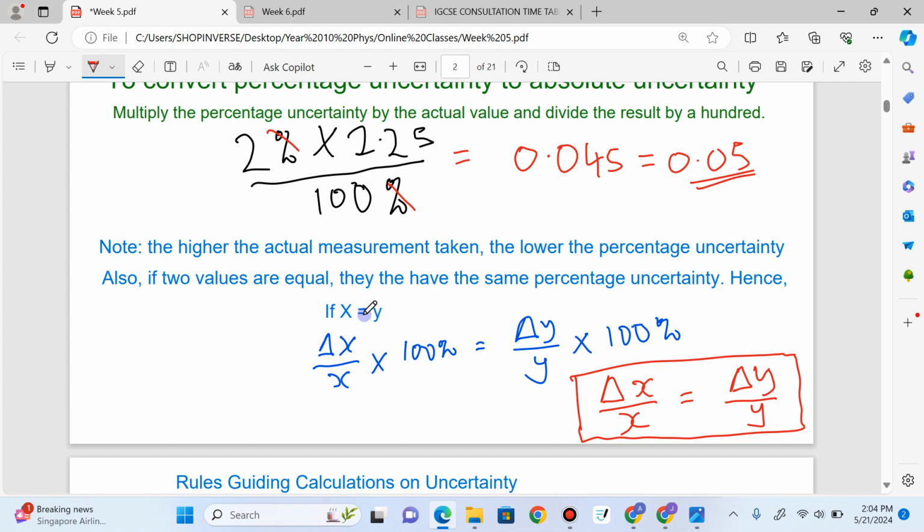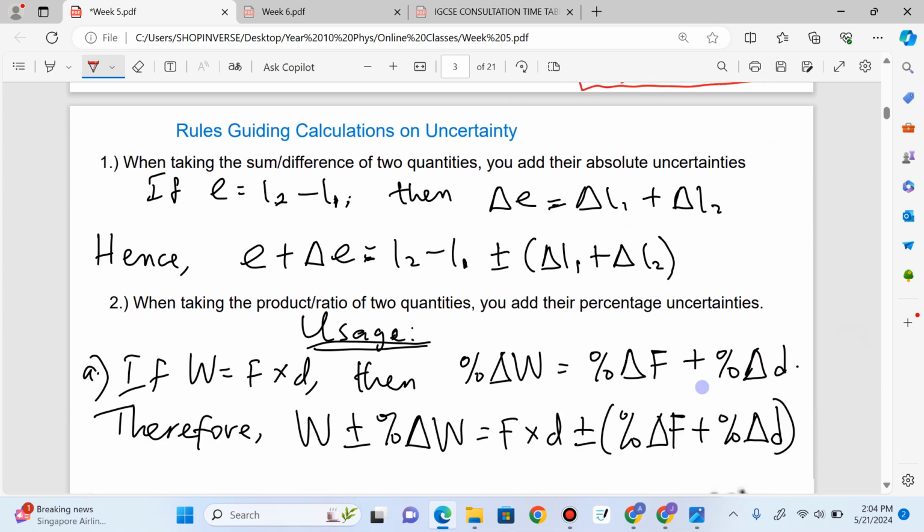Also, if two values are equal, if I say x equals y, then it simply means the percentage uncertainty in x must be equal to the percentage uncertainty in y. Don't forget that this is the formula for percentage uncertainty, okay? If I divide the absolute uncertainty by the actual value and multiply by 100, I'll get the percentage uncertainty in x, and it must be equal to the percentage uncertainty in y. So if I strike off 100% from both sides, I will have this formula. And we use this formula to solve questions when talking about uncertainty. We'll get to see this along the line.